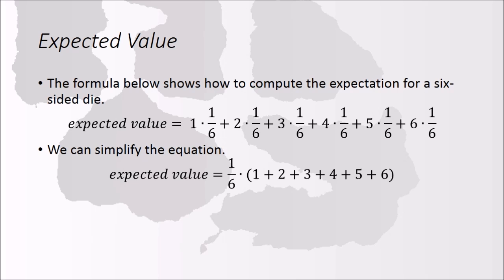The formula that I list below shows how you compute the expectation for a six-sided die. You take the odds of each side happening, multiplied by its value. So it's 1 times 1/6 plus 2 times 1/6 plus 3 times 1/6, all the way up to 6 times 1/6. You can refactor the equation, and it's 1/6 times the sum of 1 plus 2 plus 3 plus 4 plus 5 plus 6. And if you do that on your little calculator, you'll come up with 3.5.